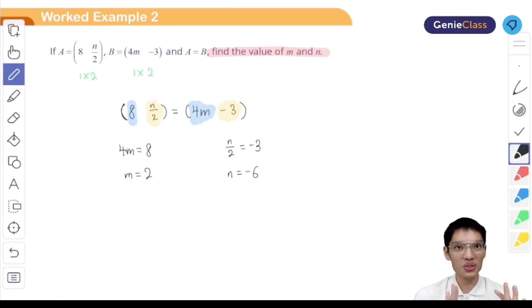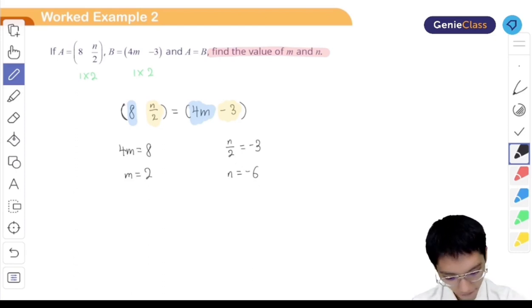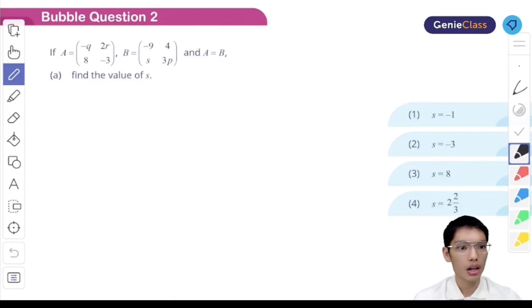Okay, but I hope you got the notion of what it means for my matrices to be equal. Following up, there are quite some bubble questions over here on equal matrices. So let's see. Bubble question number 2. All right, so let's see how we get this down. Launching the bubble launcher in 3, 2, 1. Let's go.